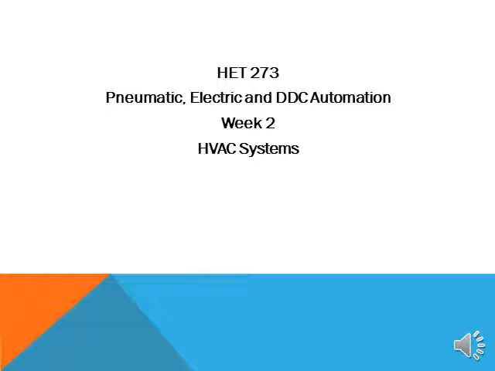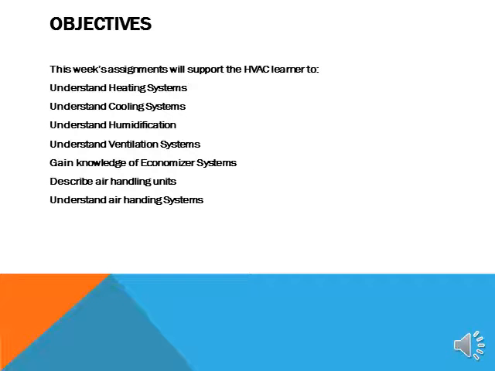HET 273, Pneumatic, Electric, and DDC Automation. Week 2, HVAC Systems. This week's assignments will support the HVAC learner to understand heating systems, understand cooling systems, understand humidification, understand ventilation systems, gain knowledge of economizer systems, describe air handling units, understand air handling systems.